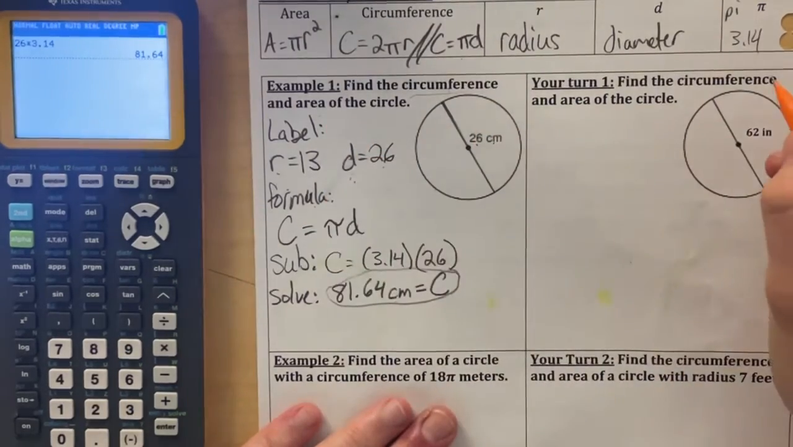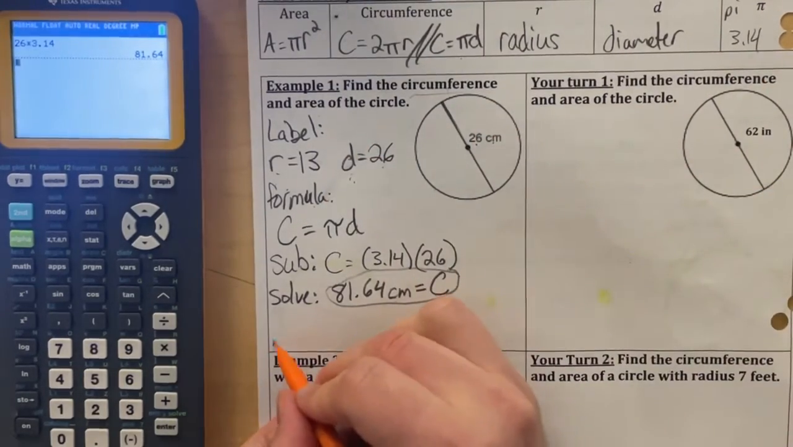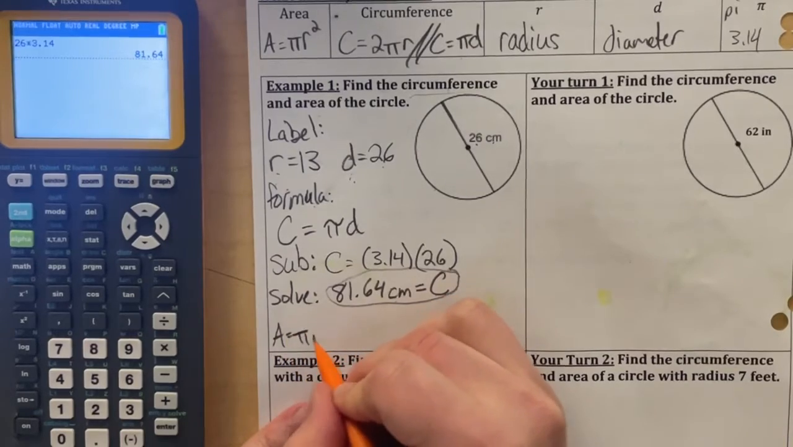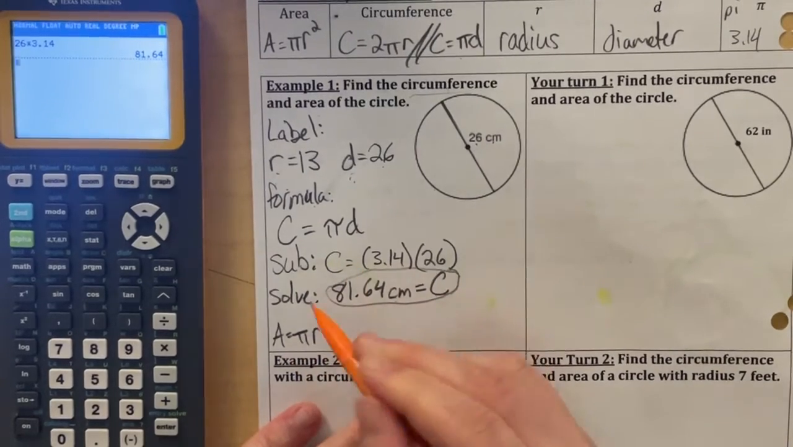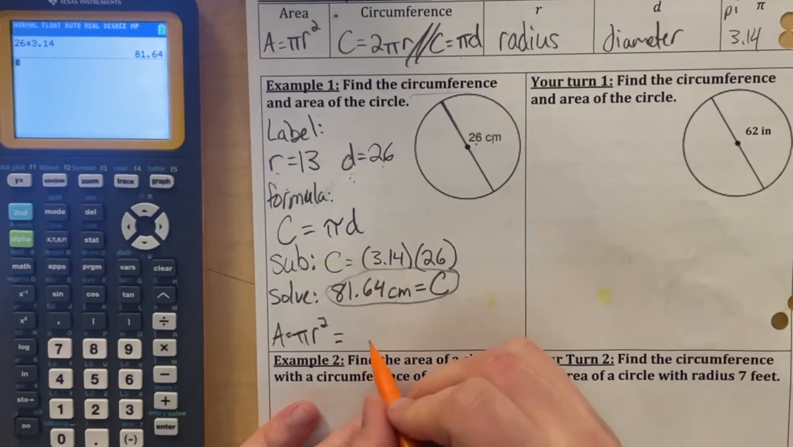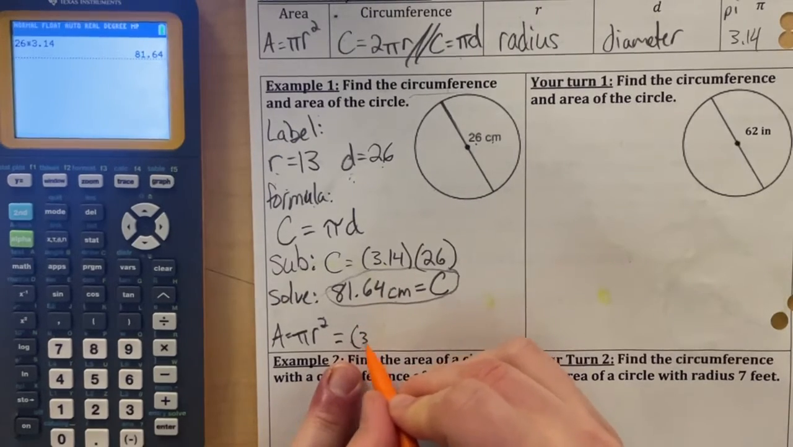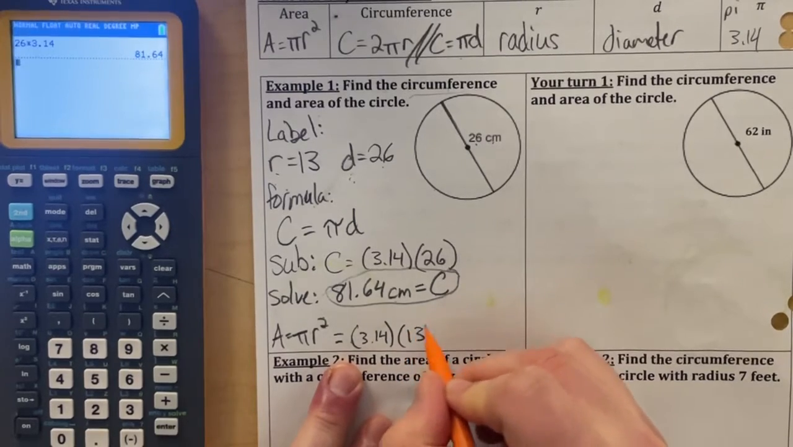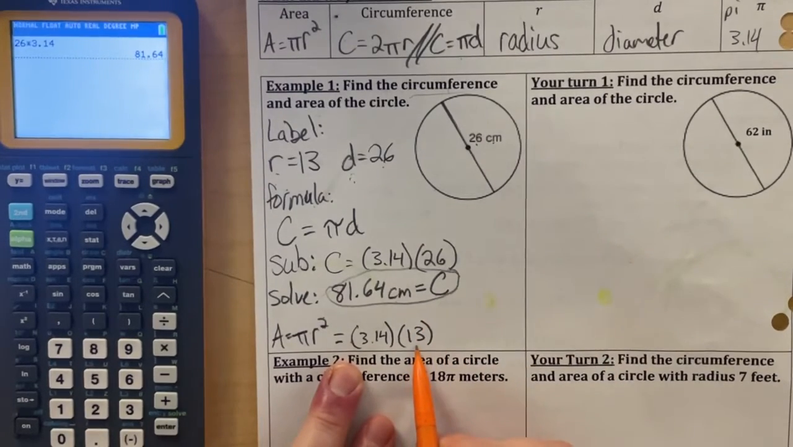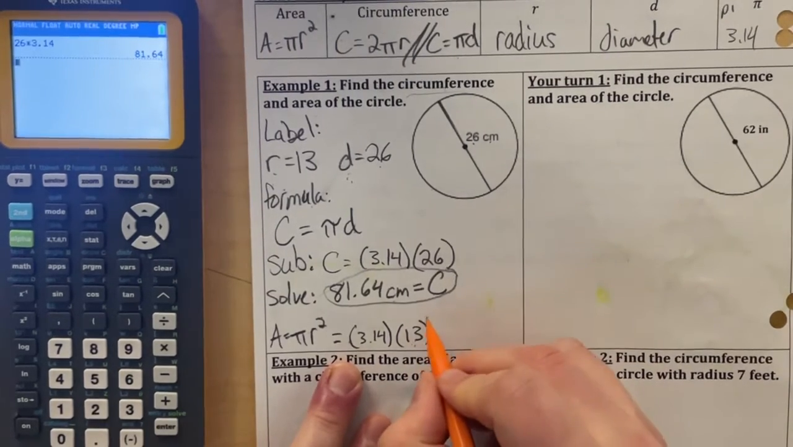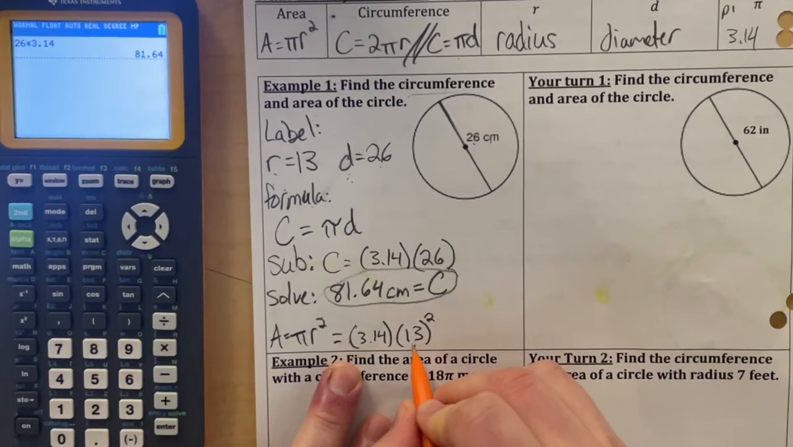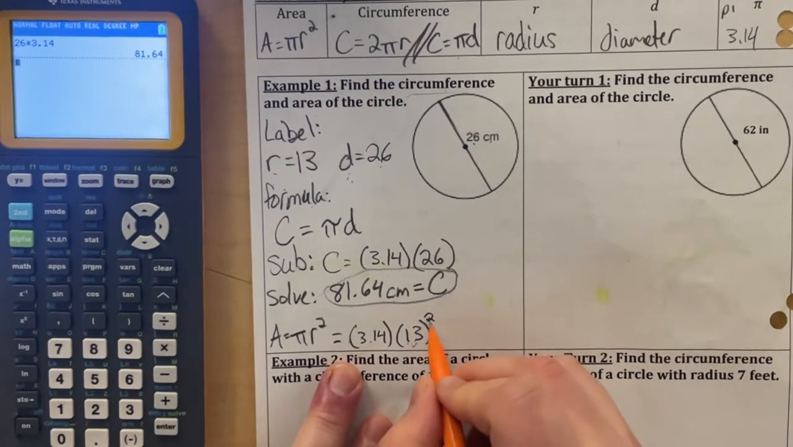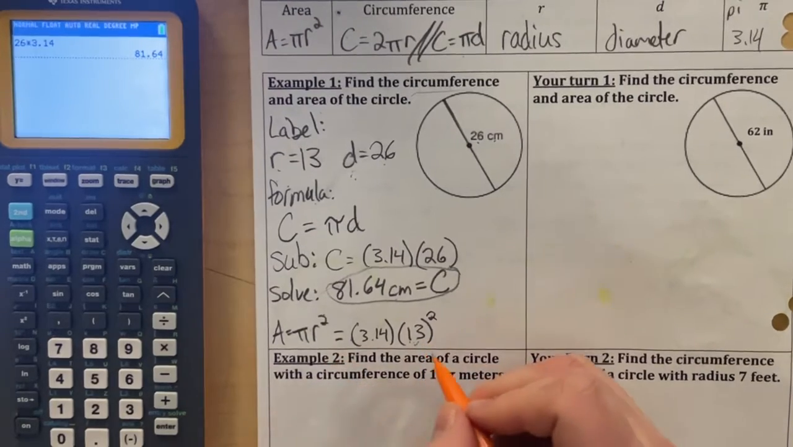Also have to do the area. So if you need to break it apart, I can say area equals pi times the radius squared. I have my formula I want to substitute in, so I have 3.14 times the radius, which is 13. Be very mindful, because if you plug in different values, you will get a different answer. Make sure you're saying radius squared, so I have to have that exponent attached to the base of 13. So again, make sure that you are including that there.